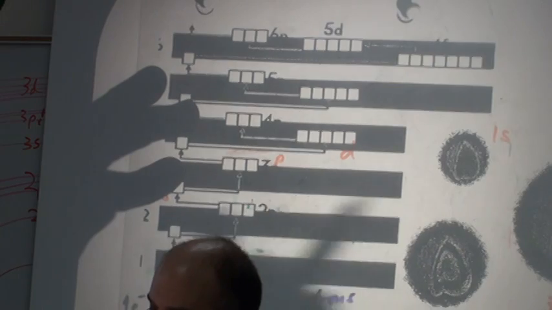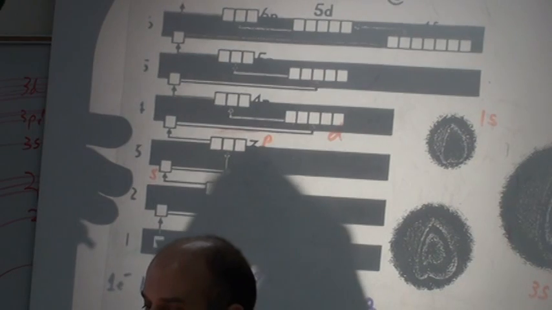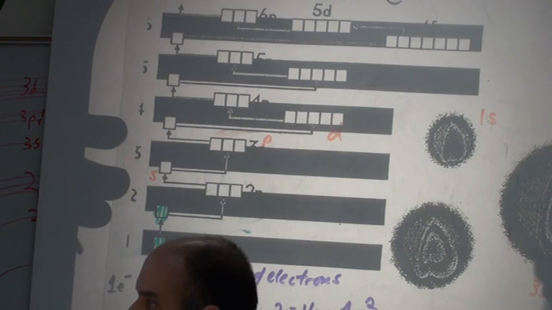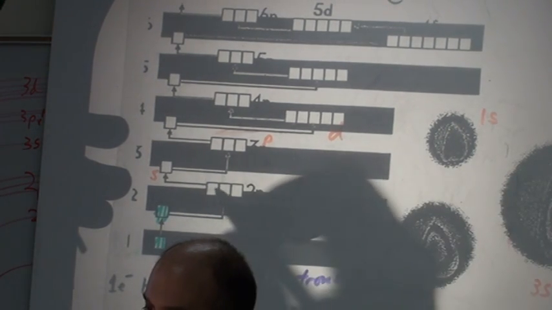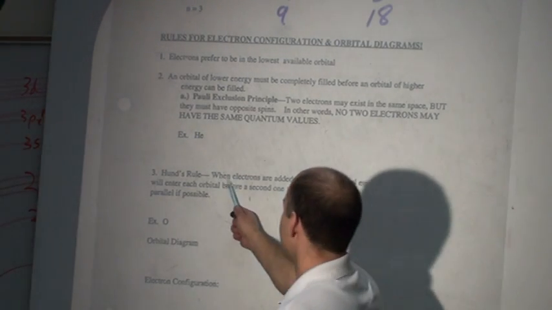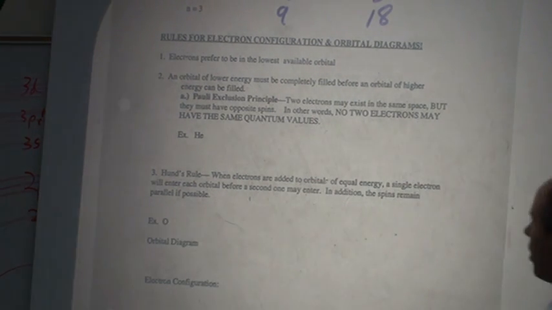So once again, we go back to our sheet. Start from scratch. We have 6 electrons. Start at the bottom. 1, 2, 3, 4. Now I have 2 more electrons. And this is the third rule. The third rule is Hund's rule. When electrons are added to orbitals of equal energy, a single electron will enter each orbital before a second one may enter. In addition, the spins remain parallel if possible.